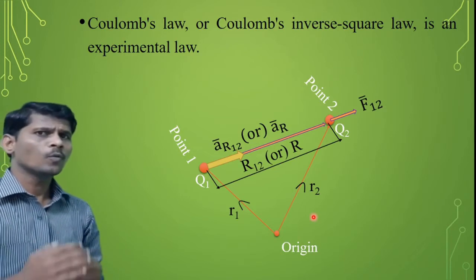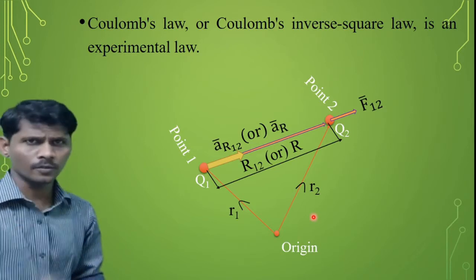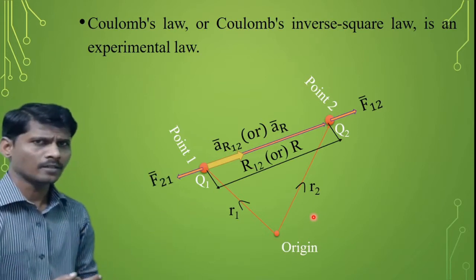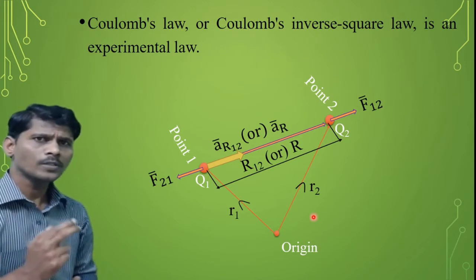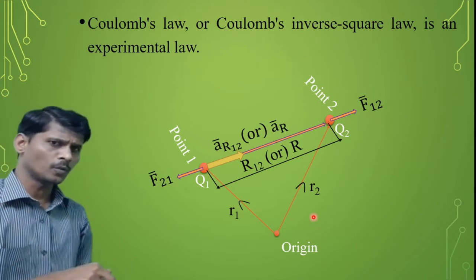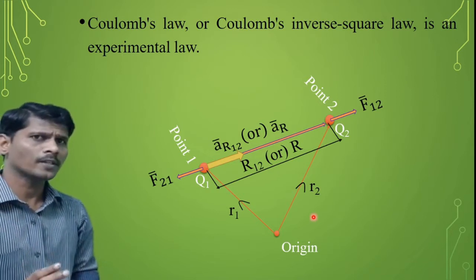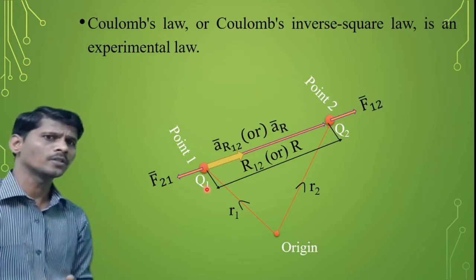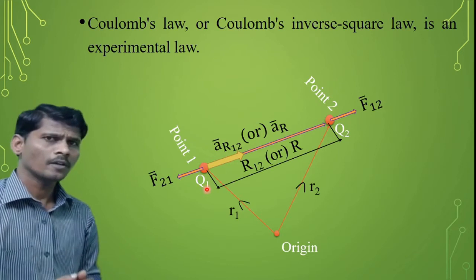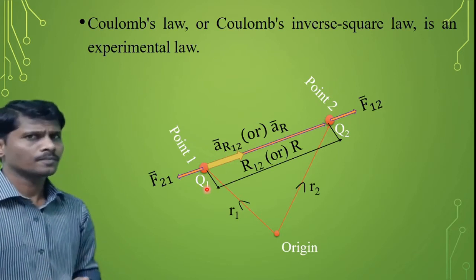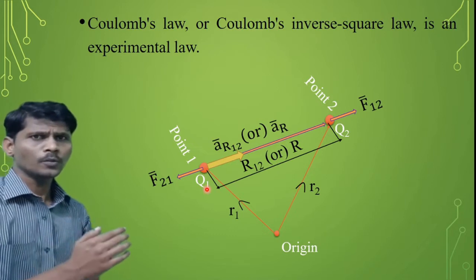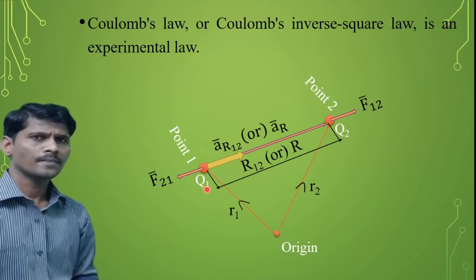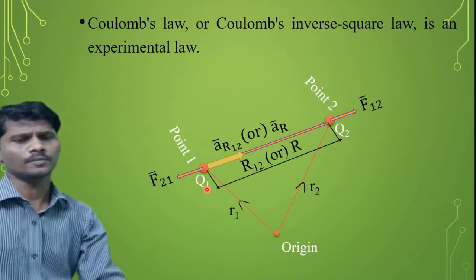F12 bar is the force exerted by Q1 on Q2. F21 bar is the force exerted by Q2 on Q1. Or in other words, F12 bar is the force on Q2 due to Q1, and F21 bar is the force on Q1 due to Q2.